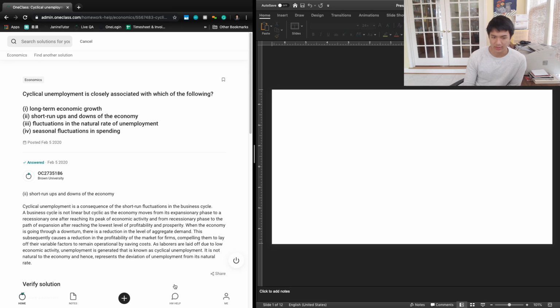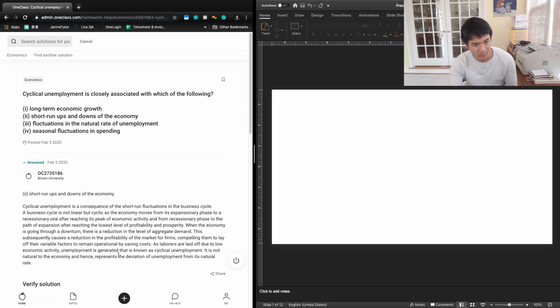When the economy is going through a downturn, there's a reduction in the level of aggregate demand. This subsequently causes a reduction in the profitability of the market for firms, compelling them to lay off their variable factors to remain operational by saving costs. As laborers are laid off due to low economic activity, unemployment is generated that is known as cyclical unemployment. It is not natural to the economy and hence represents a deviation of the unemployment from its natural rate.